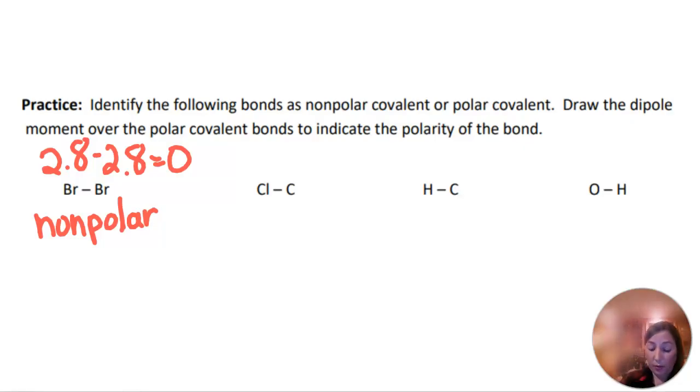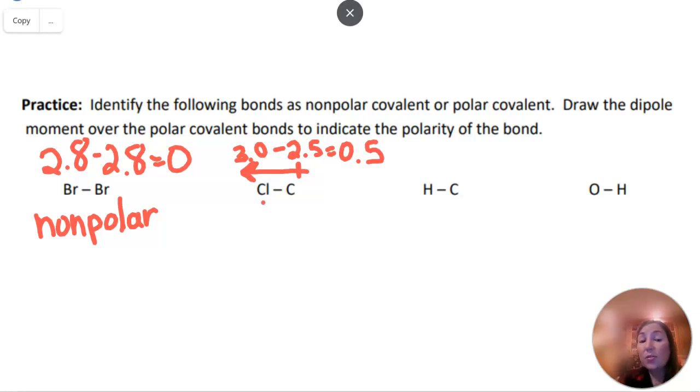What about chlorine and carbon? Well, chlorine is a 3.0 and carbon is a 2.5, and so the difference is 0.5. That just makes the cut. 0.5 and above is considered polar. Now we're going to draw our arrow toward the more electronegative chlorine because it's the one tugging electrons towards it. So it ends up with the arrow towards it. You could also have done a delta minus above chlorine and a delta positive above carbon. That works too. Both of those are showing bond polarity. I kind of prefer the arrow because I feel like it's simple, but that's just me.